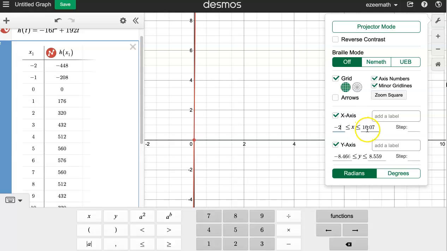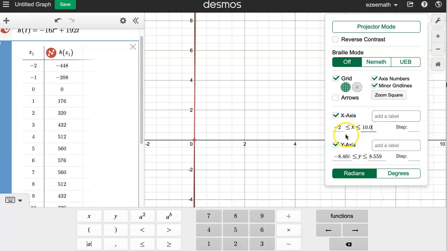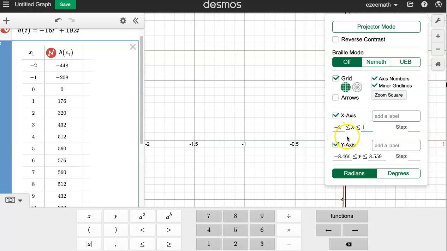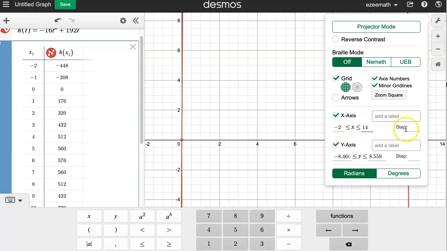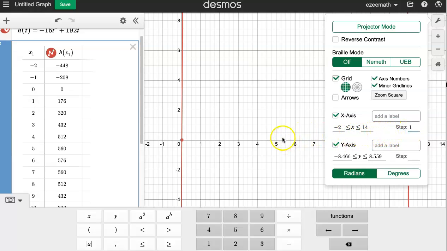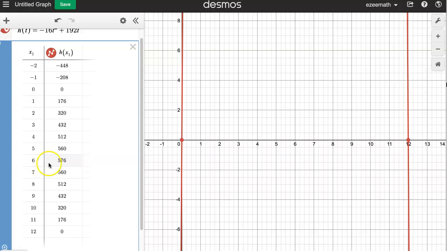For the maximum, it goes up to 12 seconds, so let me take 14 seconds with steps of 1. So we took care of the time. And now, what is the height? Here you see that the maximum height reached is between 560 and 580. You can see 576 is the maximum height reached.